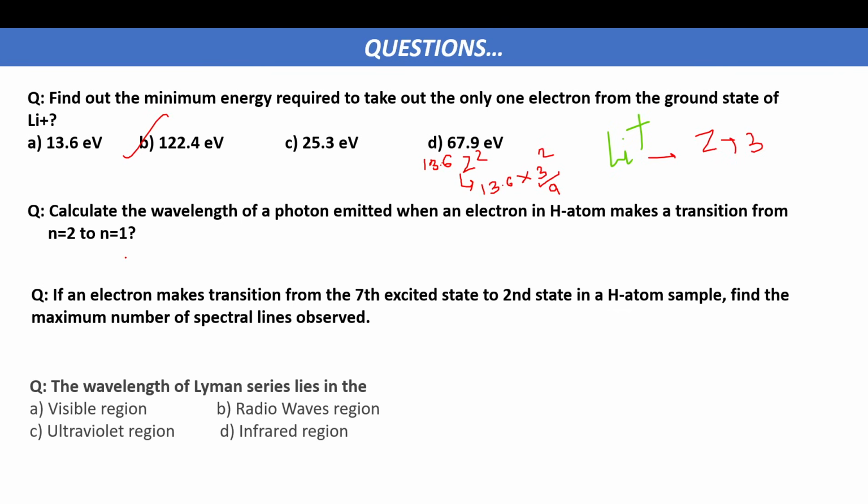Moving to the next, calculate the wavelength of a photon emitted when an electron in a hydrogen atom makes a transition from n equals 2 to n equals 1. So what will be the answer to this?